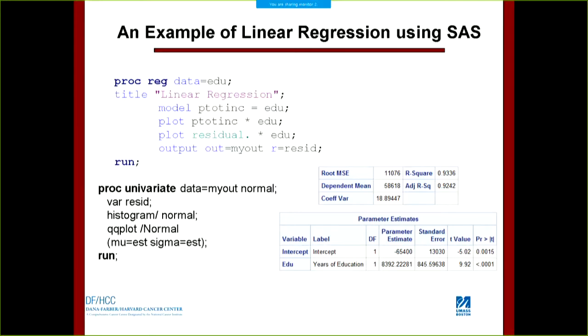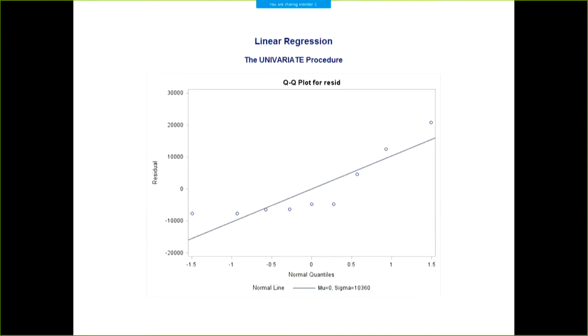In SAS, I create an output data file, so-called myout here, to store the residual value, and to further check the normality plot of the residuals. So for PROC UNIVARIATE, the data at this time is equal to the output data set from the regression procedure here, and we're going to check whether the residual is normally distributed or not. Okay, so I use the QQ plot to check that.